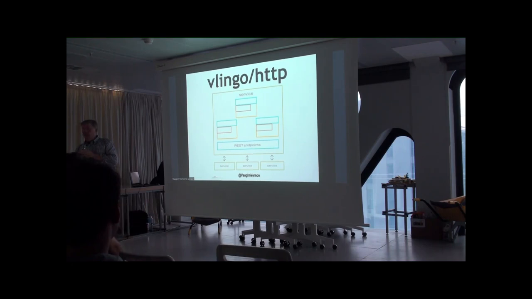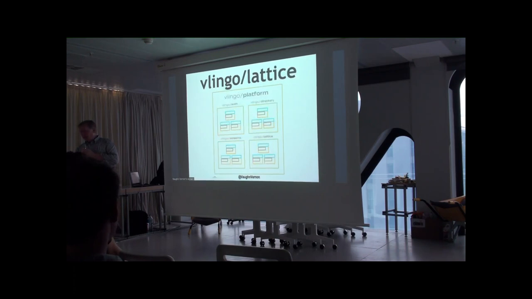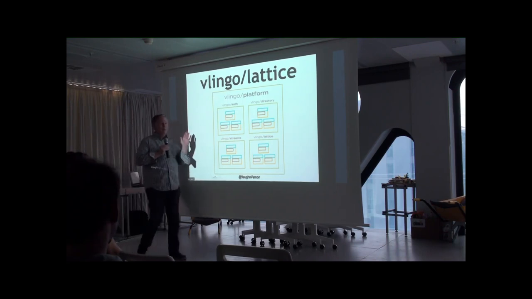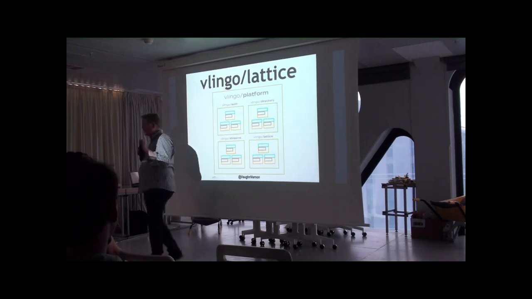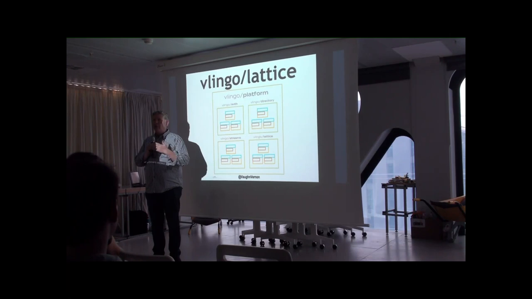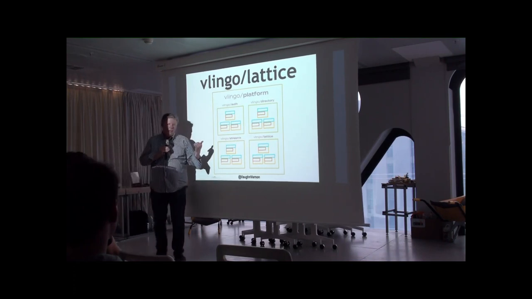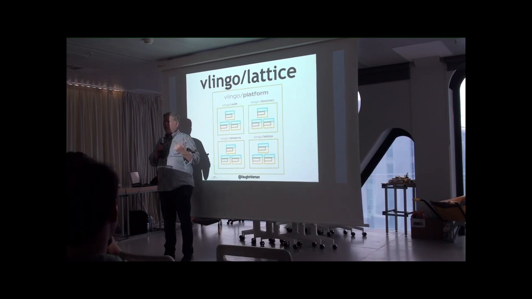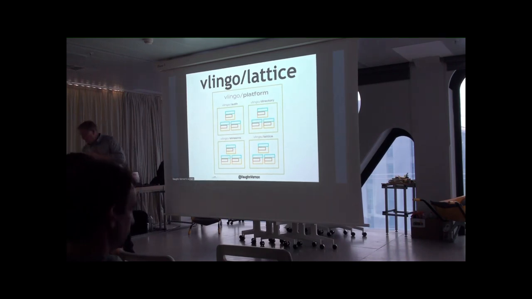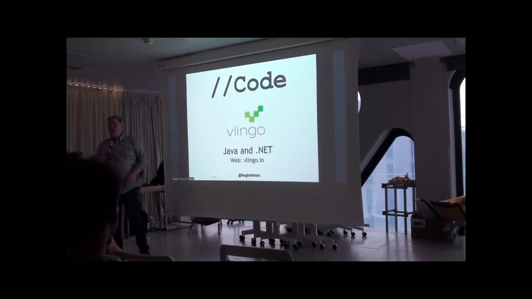Vlingo HTTP is a fully reactive actor-based HTTP server. And Vlingo Lattice is the means to have multiple nodes in a cluster that are able to send messages to actors across the cluster nodes, and also contains the components for event sourcing, for object mapping, for CQRS state, blob state, and things like that, and even process managers, sagas, and so forth. All of those components are in the last major component, Vlingo streams, and now we have some code to show.